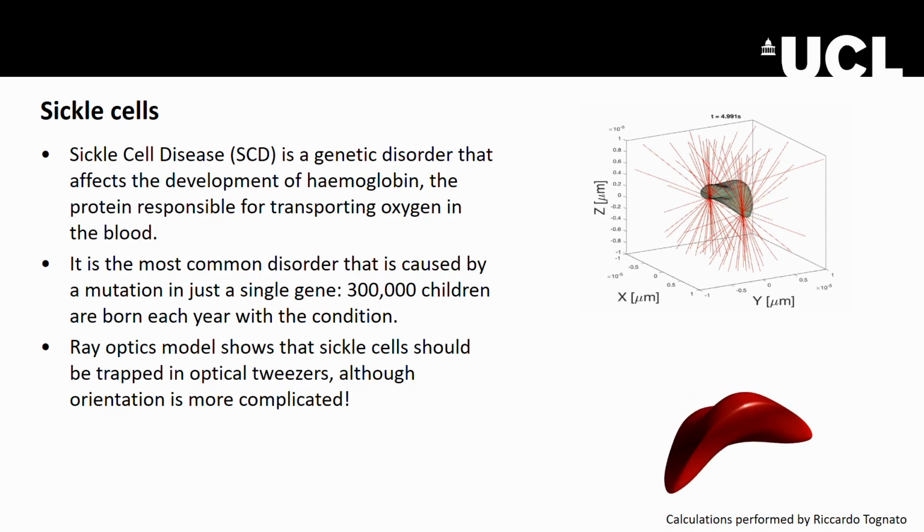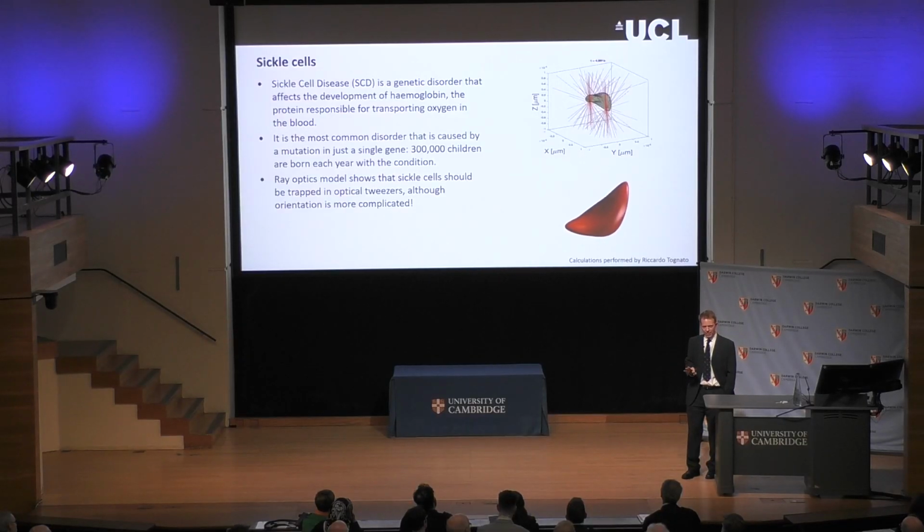Ricardo was very ingenious in this. And he made use of the techniques that are used in CGI and computer animation. So when you see these very realistic computer animations where the lighting is apparently real, you use the same techniques to calculate your ray paths and intersections, to calculate the ray intersections with the cell, and therefore the forces. The sickle cell, it turns out, can be trapped, but the behavior is very odd. It has a number of stable orientations.